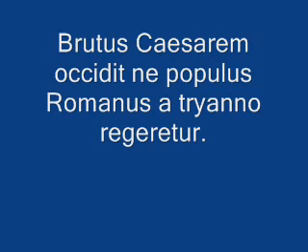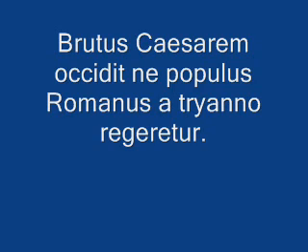Now, just to be sure you understand how easy this is, let's look at just a couple of examples in the exercises at the bottom of 134, exercise 35.7. Number 1: Brutus Caesarem occidit, ne populus Romanus a tyranno regeretur. Okay, it doesn't look that bad. Actually, it looks quite easy. Right off the bat, I see ne plus the subjunctive. I know how to deal with that. I see a regular perfect tense verb leading off the sentence, so it shouldn't cause us any problems.